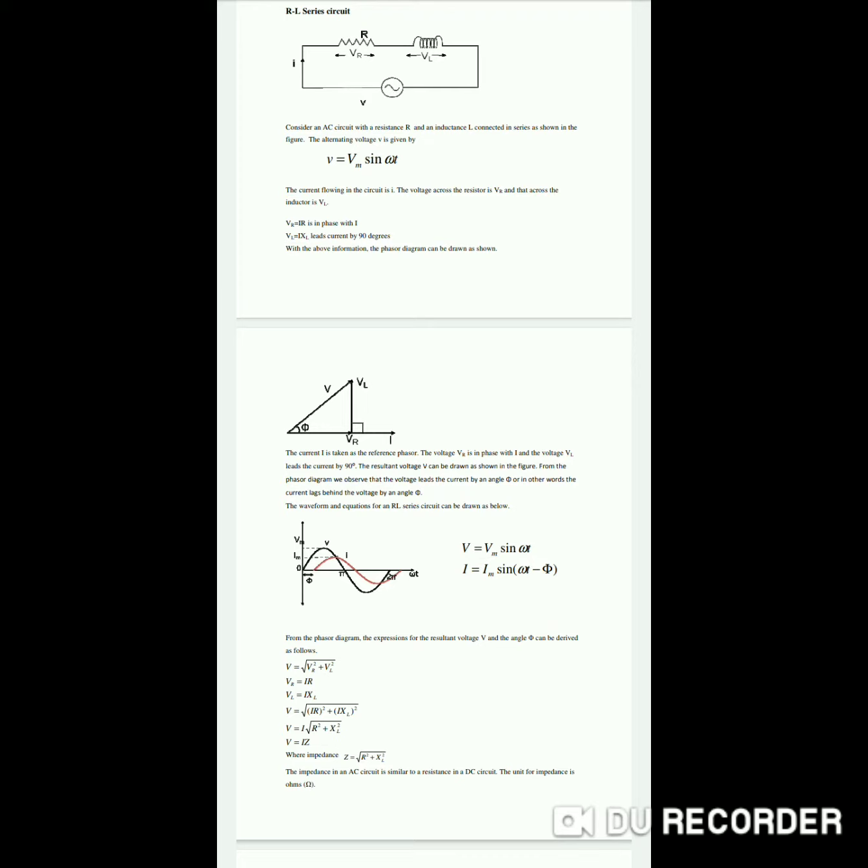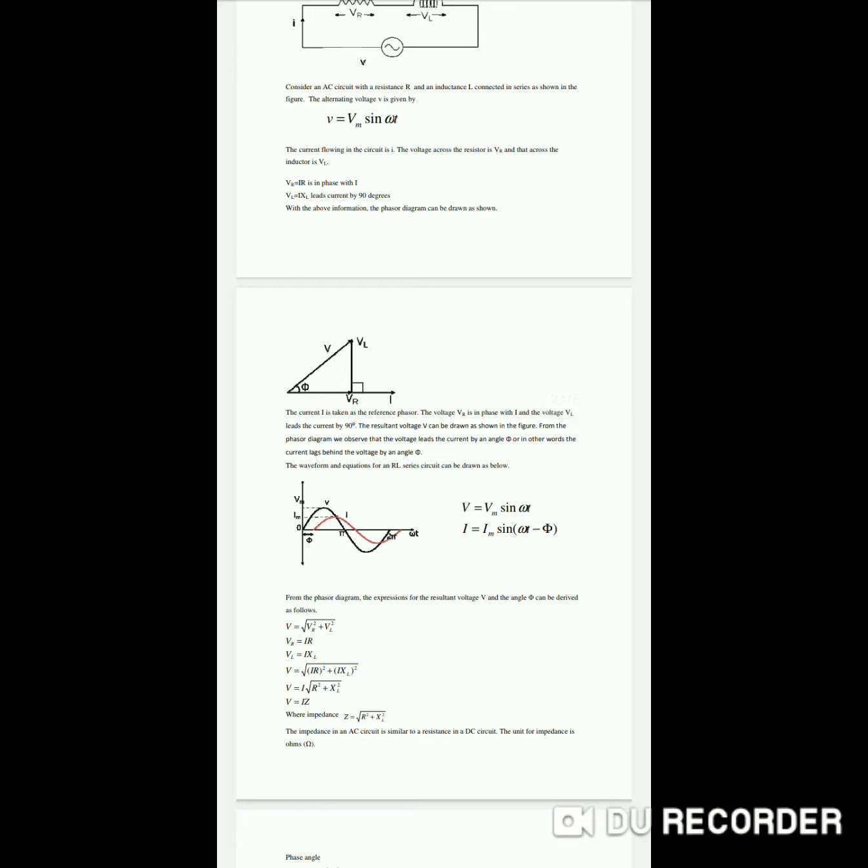This input is similar to the last videos. For pure resistance, pure inductance and pure capacitance, this input remains the same. So for the RL series circuit also, the input remains the same, that is V is equal to Vm sin omega t. The current flowing in the circuit is I. The voltage across the resistance is VR and the voltage across the inductance is VL. VR is equal to IR, in phase.